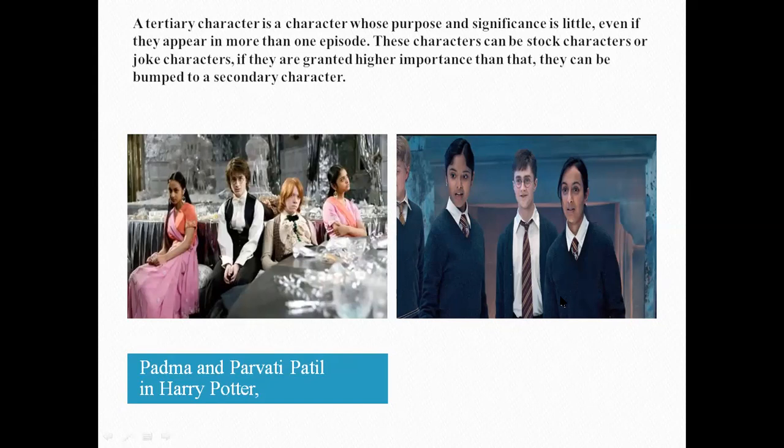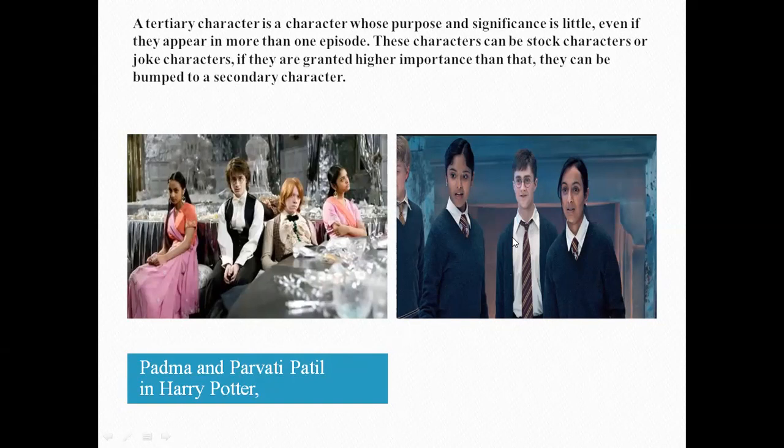If you have read or seen Harry Potter, the movie, the character, can you see Padma and Parvati in a dance scene? We have seen them, but we do not see them doing many things. Rather, they were dancing with them and standing as students. But they don't have much significance. These are tertiary characters. But a tertiary character is important in a sense. It helps move the text forward.